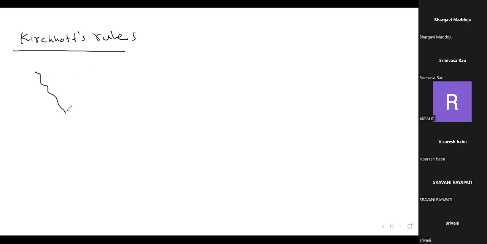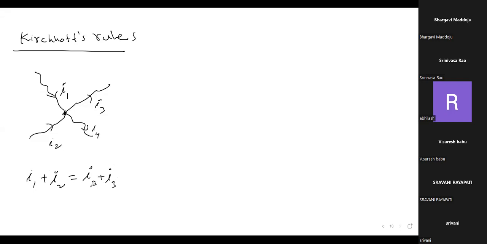We studied, suppose at a junction, I1 and I2 are the entering currents, I3 and I4 are the leaving currents. Kirchhoff's first rule is the sum of entering currents equals the sum of leaving currents. Here I1 plus I2 equals I3 plus I4. Similarly, we can solve the problem here also.